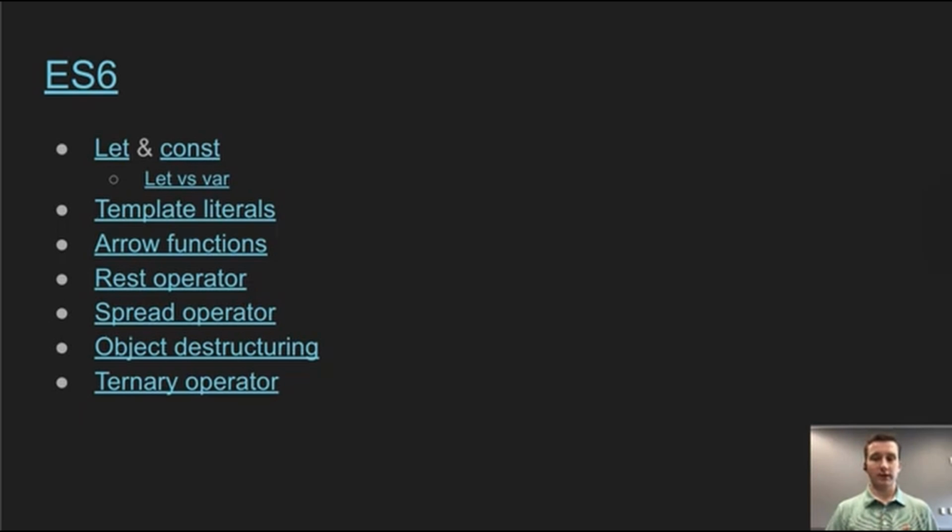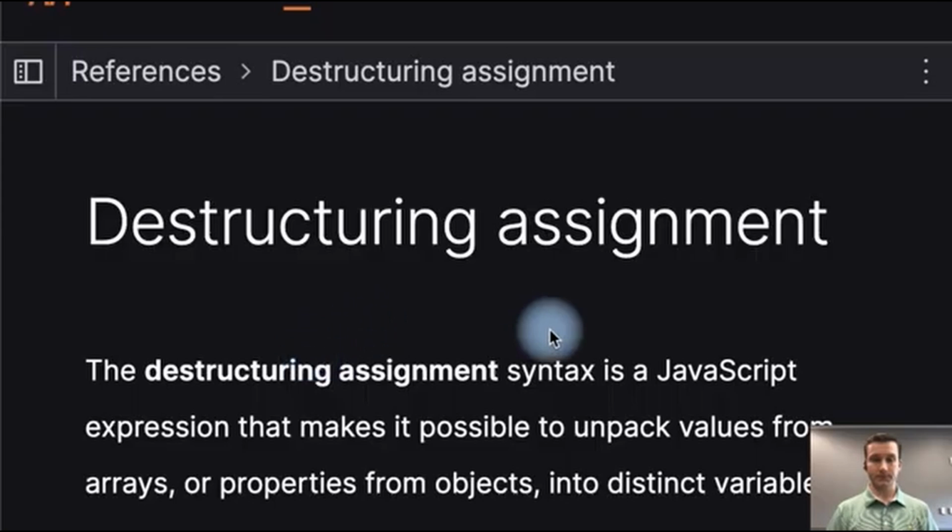Object destructuring is mostly a useful shorthand, but much cleaner. We can destructure objects in our parameters to pull out the values we need. So for example, a function that is a greeting, right? We can specify greeting, parenthesis, bracket, bracket, name, age. We'll take a look at that here.